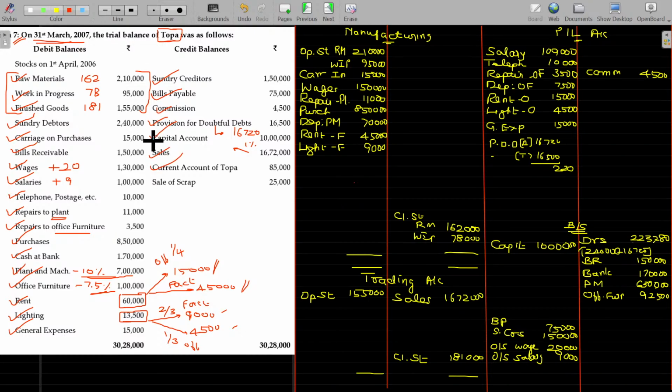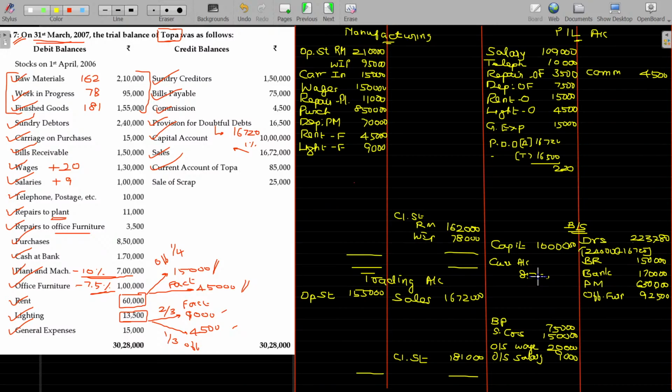Current account of TOPA, where will it come? Balance sheet, liability side. Current account being 85,000. What does it mean? You might have studied in partnership at your +2. Fixed capital and fluctuating capital. In case of fixed capital, the original capital invested will be kept separately as fixed capital. Subsequent years' transactions like drawings, further investment, interest on capital, salary, everything will be routed through another account called current account. This is not only for the partnership, it is applicable for sole trader also.